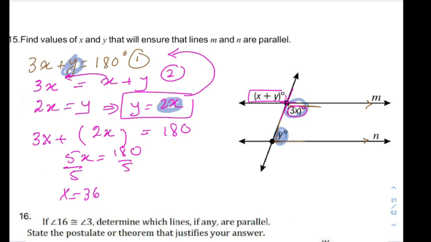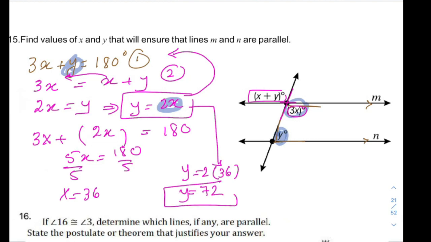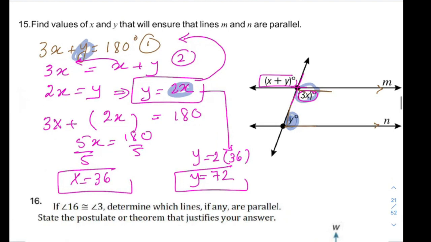Now, since we found x, we can simply use the y here, which is 2x, so 2 times 36, which is 72. We found both variables easily. This question is nice because it combines the properties of angles and systems of equations at the same time. I like this question actually.